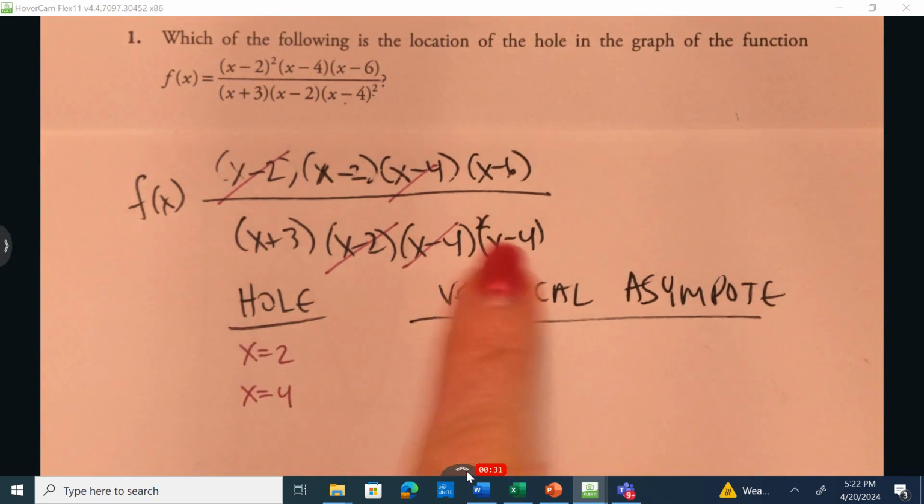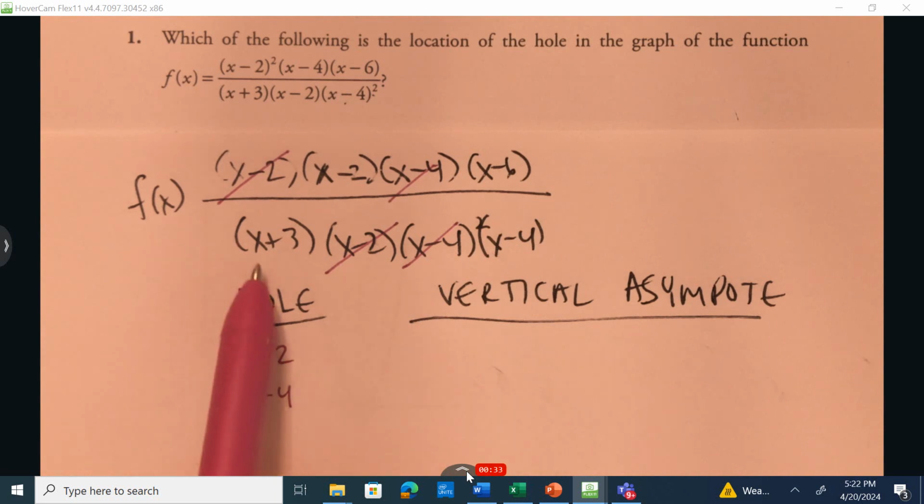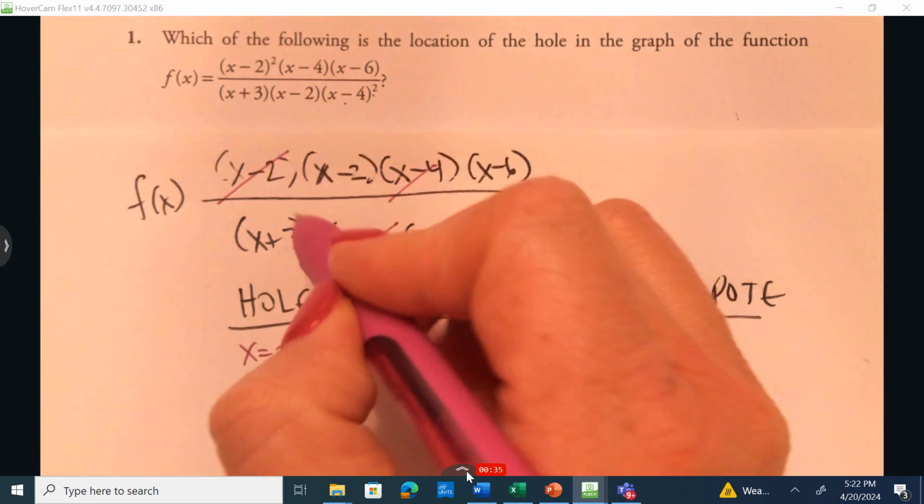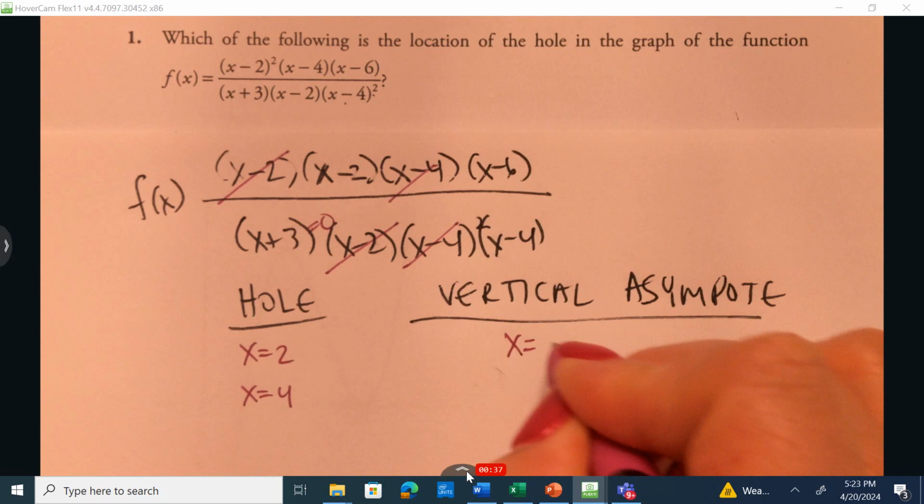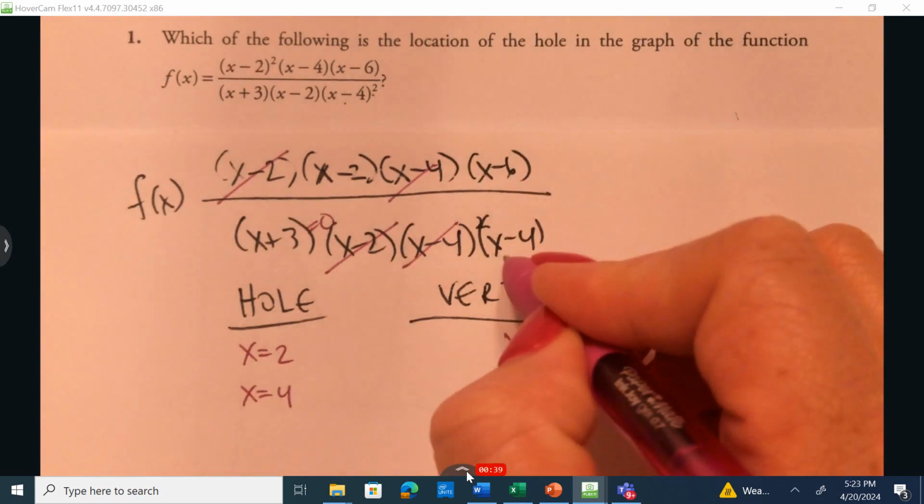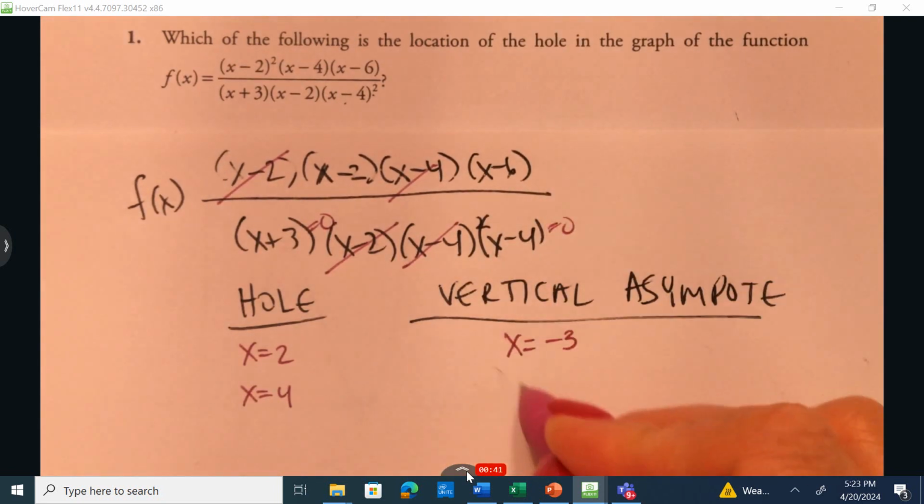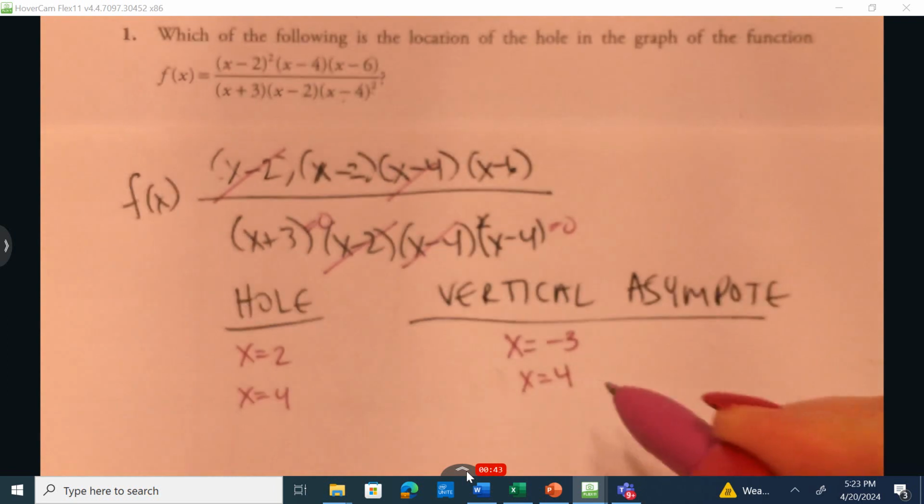The remaining factors I'm going to set equal to 0 in the denominator. So x plus 3, set it equal to 0 and solve. And we have one vertical asymptote at x equals negative 3. Set x minus 4 equal to 0. We have a secondary vertical asymptote at x equals 4.